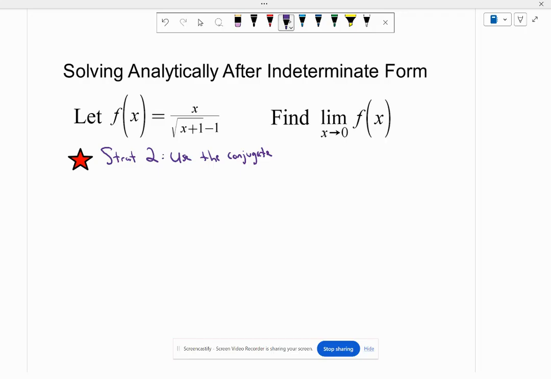But before we jump into the conjugate, again, plug in the limit. This is the limit as x approaches 0, so this becomes 0 over the square root of 0 plus 1, which is 1, minus 1, which is still 0. So we get that 0 over 0 indeterminate form. So now we've got to try something different.